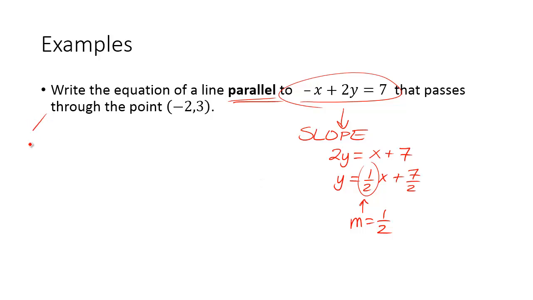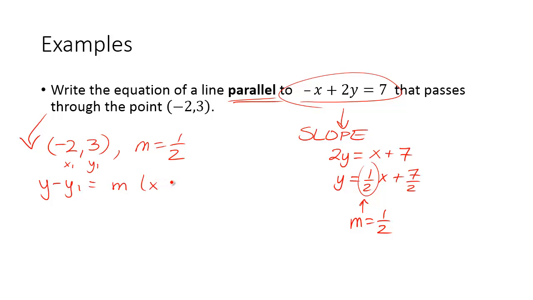So essentially, this question boils down to find a line that goes through negative 2, 3 and has a slope of 1/2. And we know how to do that using the slope point form. Here's our point, here's our slope. And remember, this formula just comes from the definition of slope. So let's plug it in.